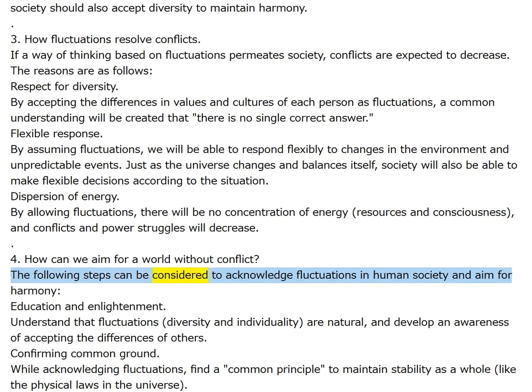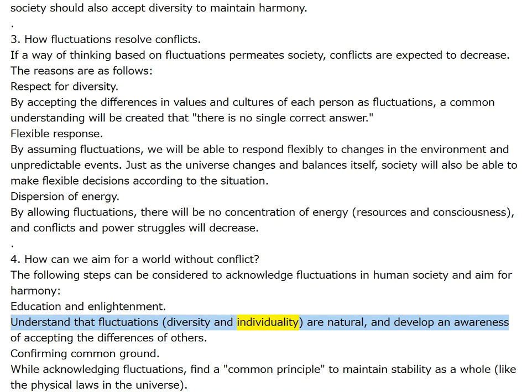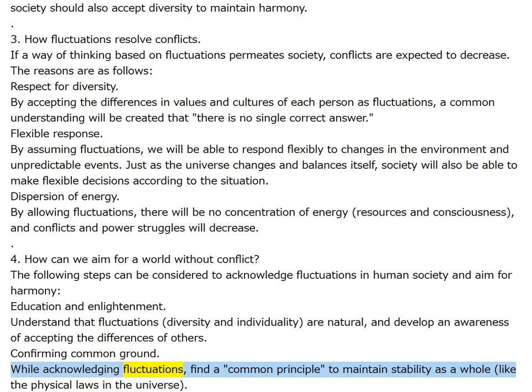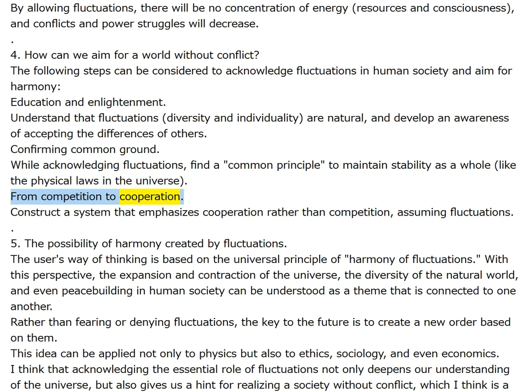4. How can we aim for a world without conflict? The following steps can be considered to acknowledge fluctuations in human society and aim for harmony. Education and enlightenment: understand that fluctuations, diversity, and individuality are natural, and develop an awareness of accepting the differences of others. Confirming common ground: while acknowledging fluctuations, find a common principle to maintain stability as a whole, like the physical laws in the universe. From competition to cooperation: construct a system that emphasizes cooperation rather than competition, assuming fluctuations. 5. The possibility of harmony created by fluctuations. The user's way of thinking is based on the universal principle of harmony of fluctuations.